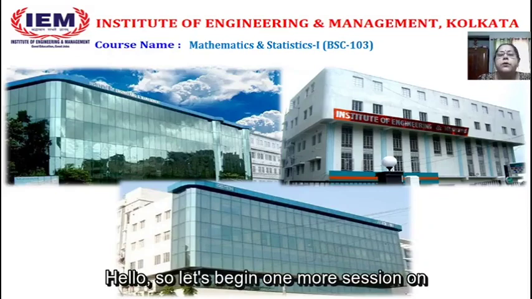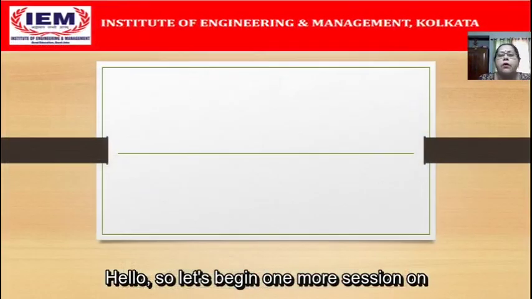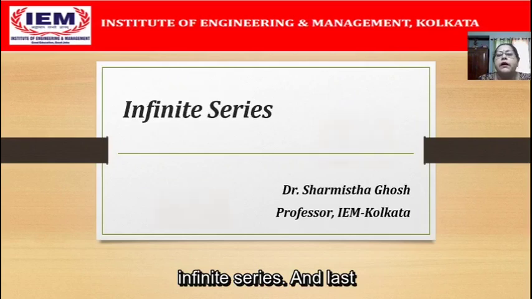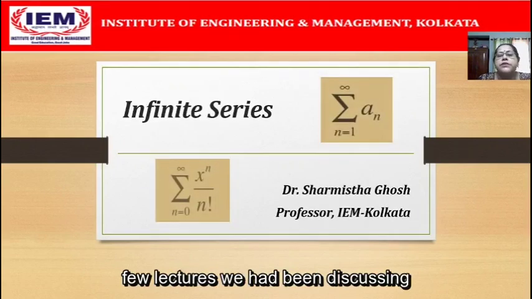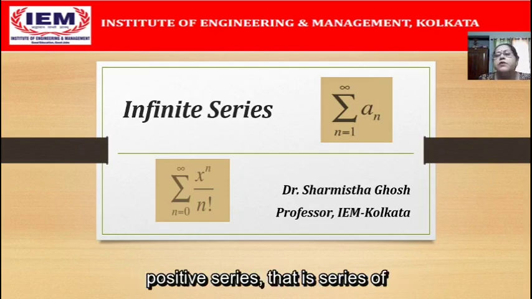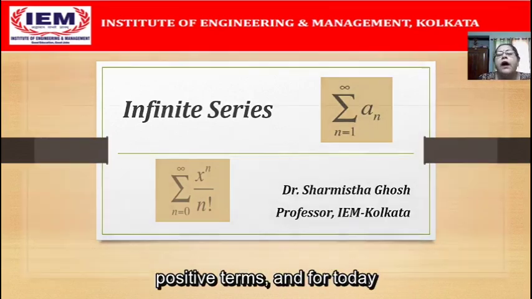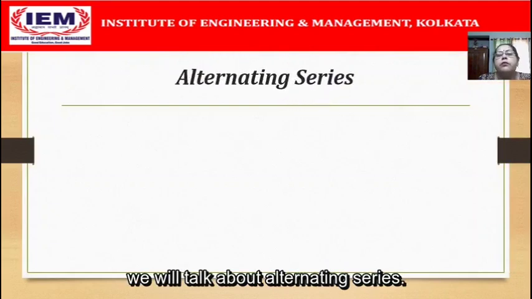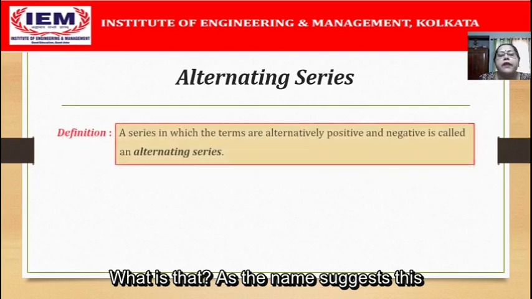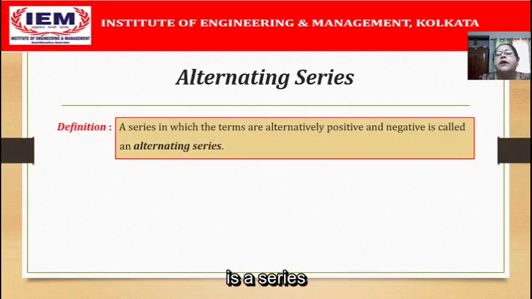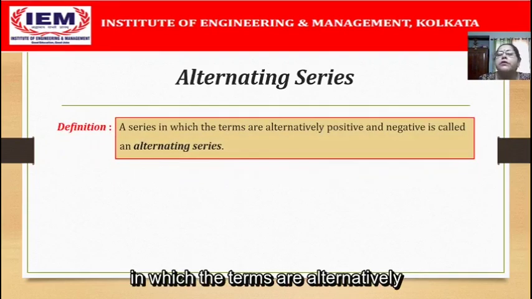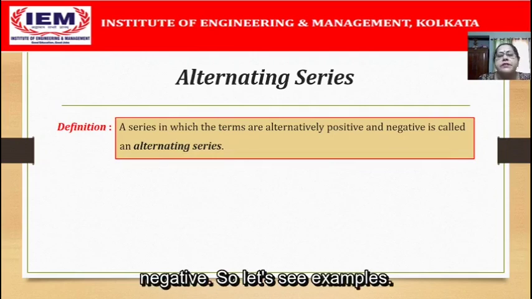Hello. So let's begin one more session on infinite series. In the last few lectures we had been discussing positive series, that is, series of positive terms. And for today we will talk about alternating series. What is that? As the name suggests, this is a series in which the terms are alternatively positive and negative.